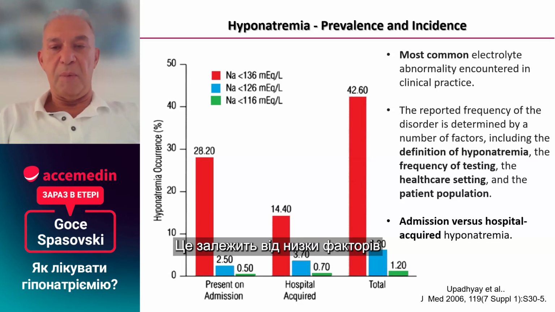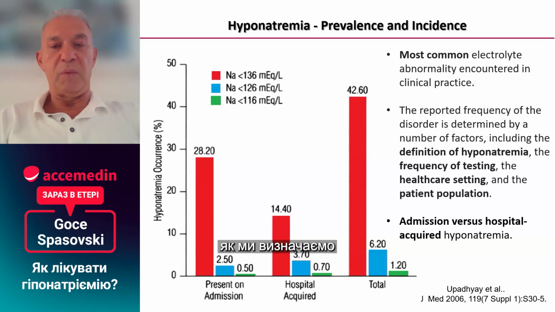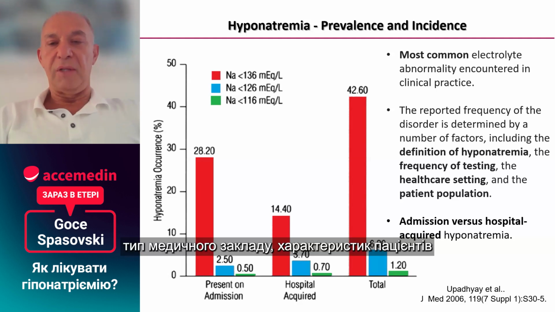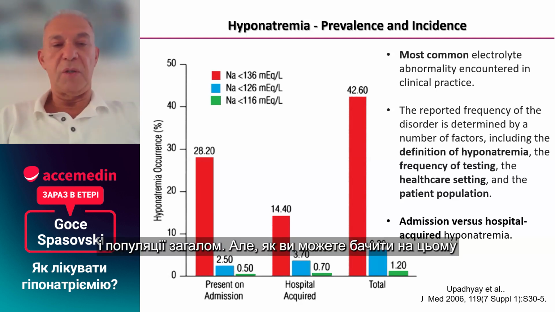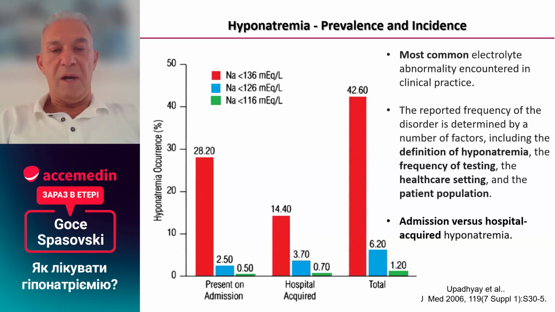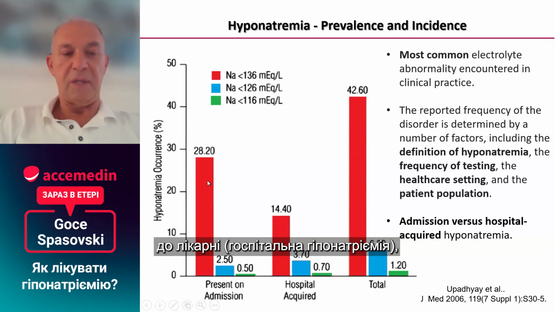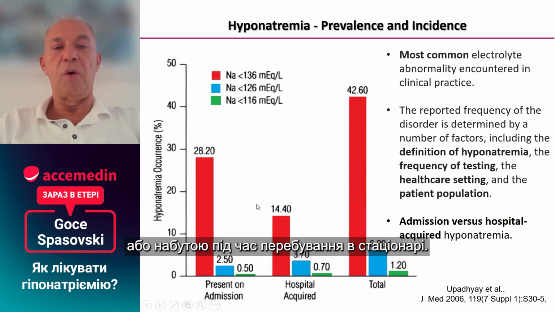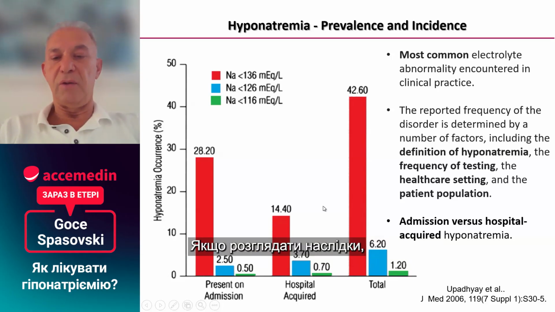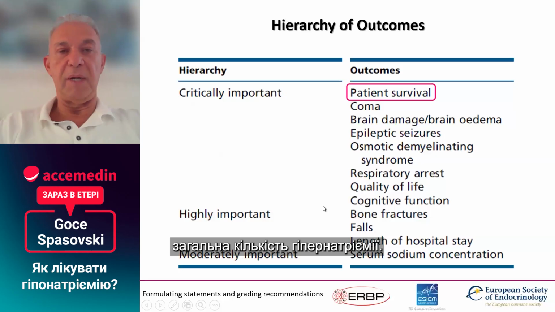It depends on a number of factors, like how we define hyponatremia, frequency of testing, healthcare settings, and patient population. But as you can see on this slide, it is very important to distinguish hyponatremia present at admission into the hospital from hospital-acquired hyponatremia, which also happens very frequently. And you see here the total amount of hyponatremia.